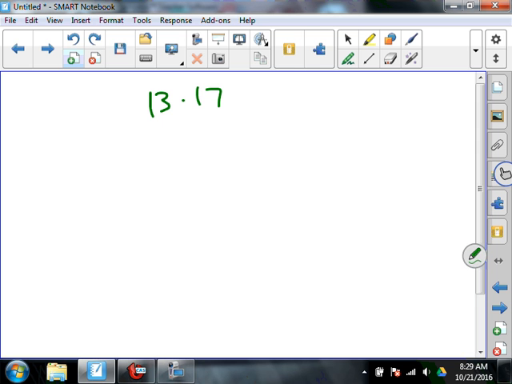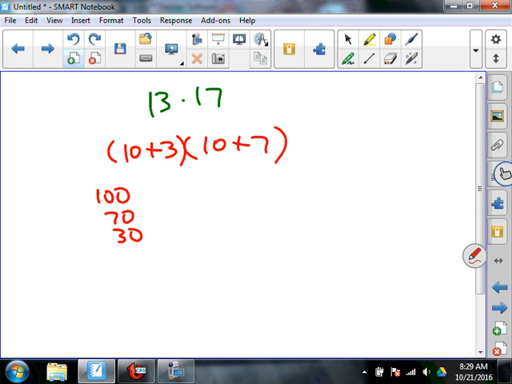Check this out. You guys do this lattice method thing, right? I don't like the lattice method. I'm going to do this. 10 plus 3 times 10 plus 7. So 10 times 10 is 100, right? And 10 times 7 is 70. And 10 times 3 is 30. And 3 times 7 is 21. So what do I get? A 1 here. 10, that's a 12. Carry the 1. There you go.